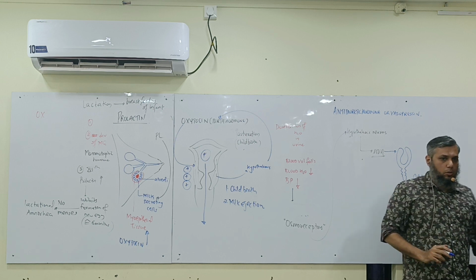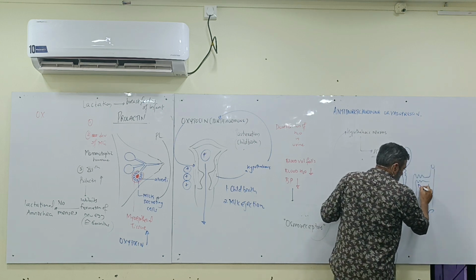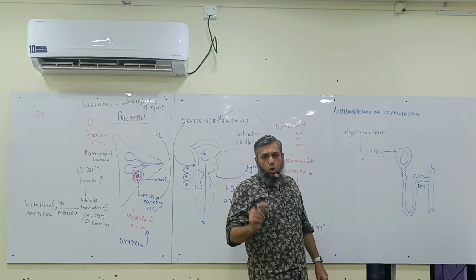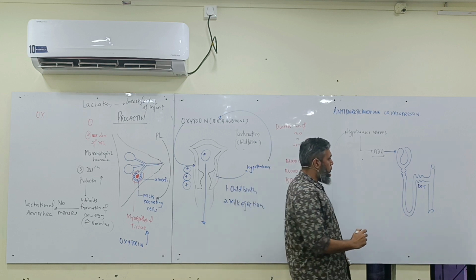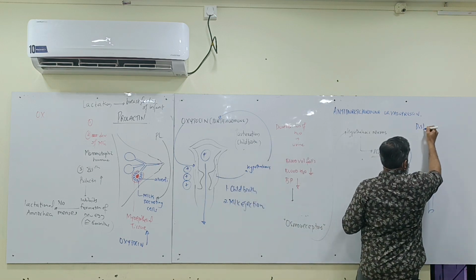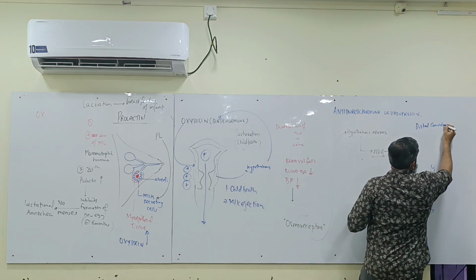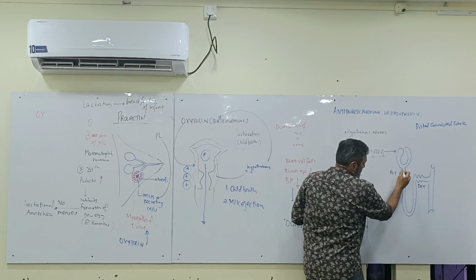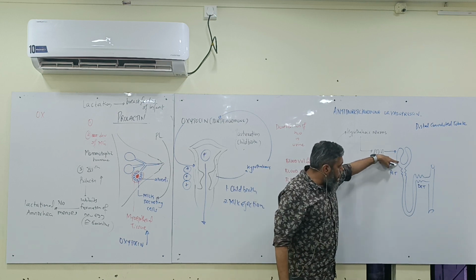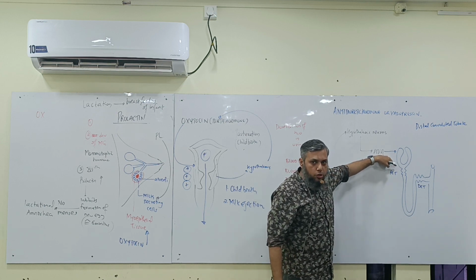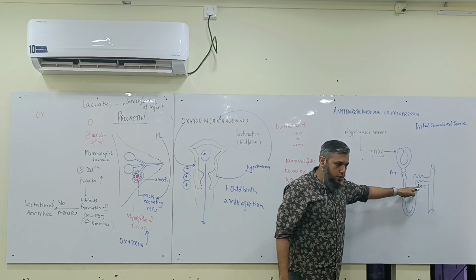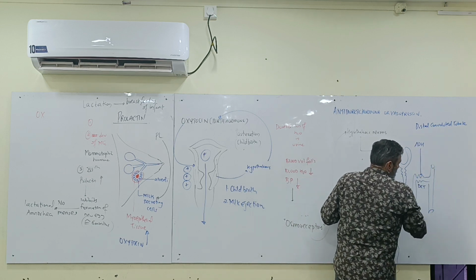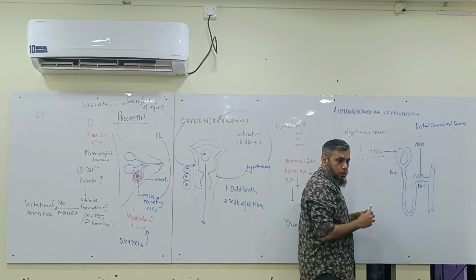Okay? Now, pay attention on this part. DCT. Okay? Distal means far. Convoluted means twisted tubule. What is the full form of DCT? Distal convoluted tubule. And the one before it is called PCT, proximal, because it is near the Bowman's capsule. This is far, so it is distal. ADH will act on the DCT. It will act on the DCT.